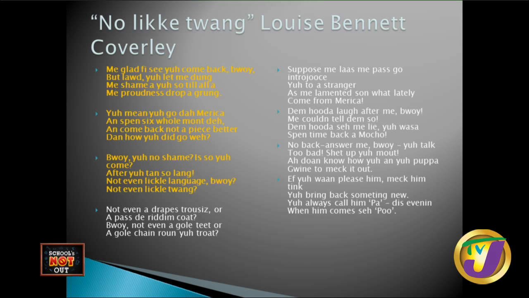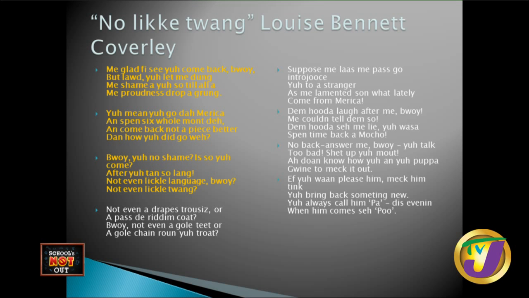Me glad to see you come back, boy. But Lord, you let me down. Me shame I used to tell all of me proud this drop a ground. You mean you got America and spend 6 whole months there and come back not a piece better than you did go away. Boy, you no shame. It's so you come after you turn so long. Not even little language, boy. Not even little twang.